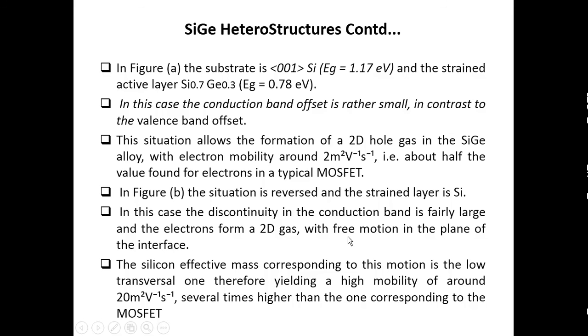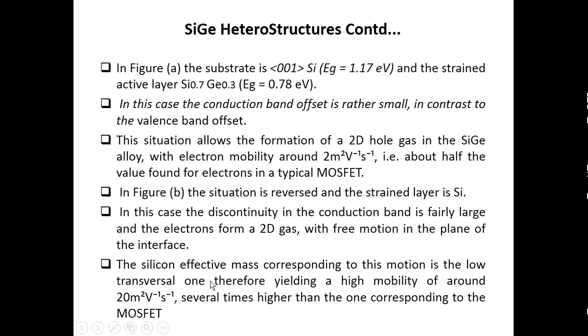Here in this case, when silicon is used as the strained active layer, it can form a 2D electron gas with free motion in the plane of the interface. The silicon effective mass corresponding to this motion is the low transversal one, therefore yielding a very high mobility of around 20 meters square per volt per second. That is several times higher than that of the MOSFET.